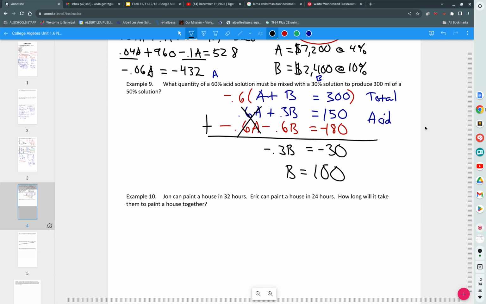So in context of our problem, B represents the milliliters of solution that are at 30%. So it looks like we dump out 100 milliliters at 30% acid. So how many milliliters at 60% acid do we do? 200, because it must add up to 300. So those are your mixture problems.